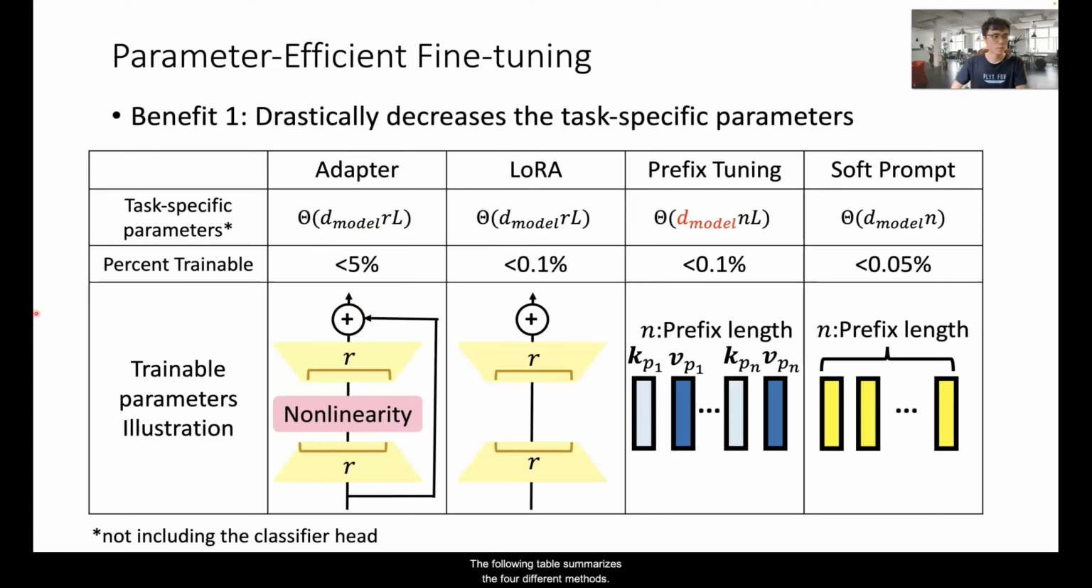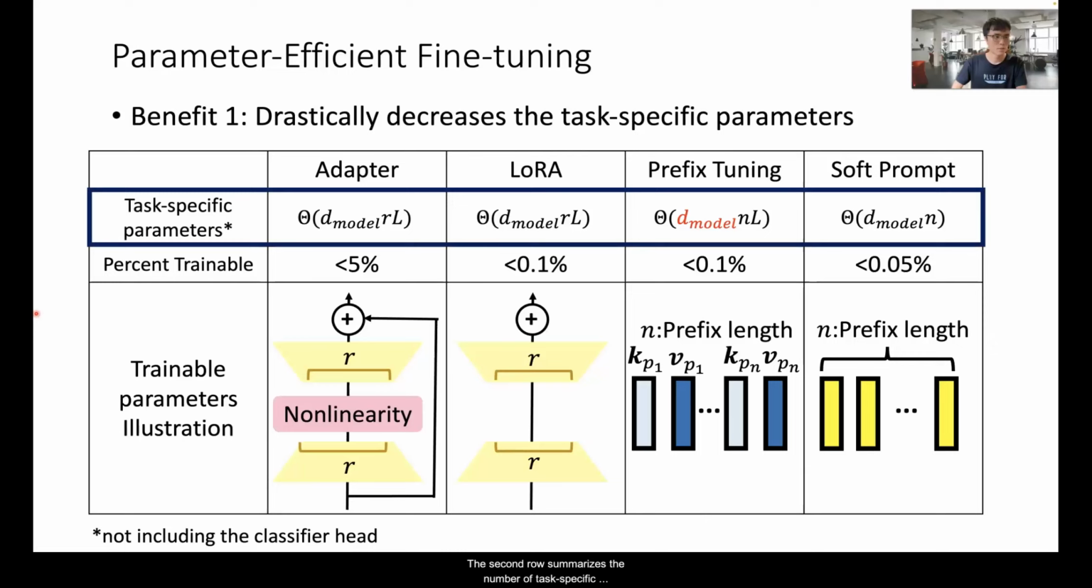The following table summarizes the 4 different methods. The second row summarizes the number of task-specific parameters using the big theta notation. The adapter and LoRA modules are very similar, and the number of task-specific parameters is proportional to D model times the down projection dimension, R.